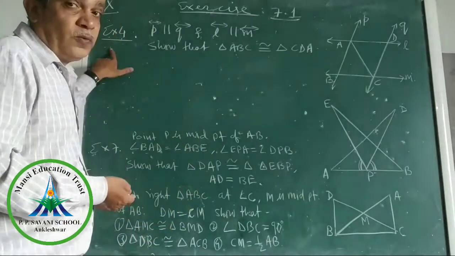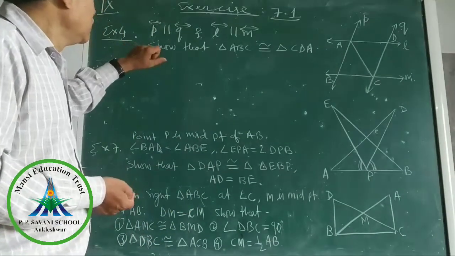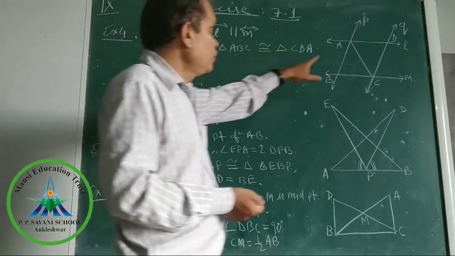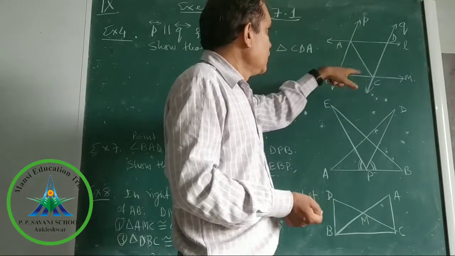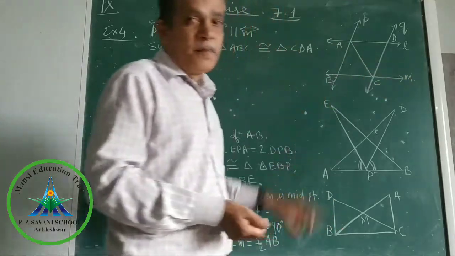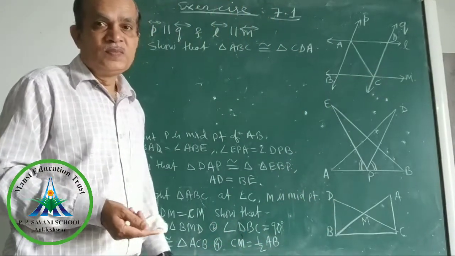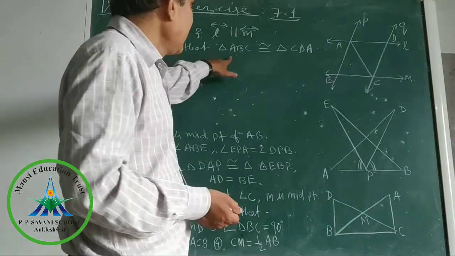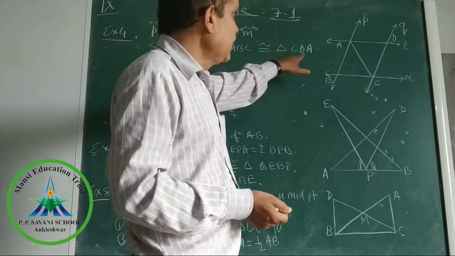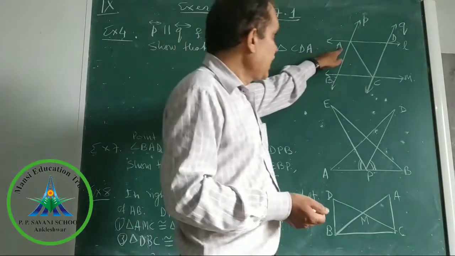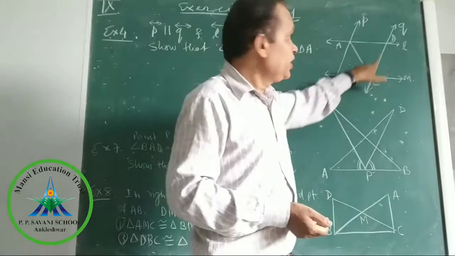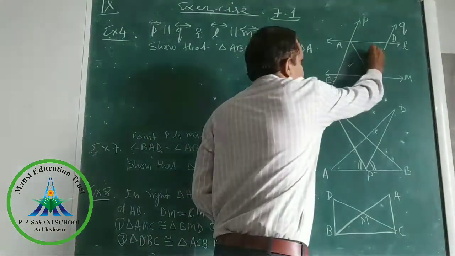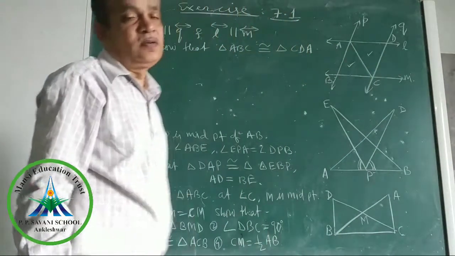Example number 4. Look here, line P parallel line Q, line N parallel line M. Then show that triangle ABC is congruent to triangle CDA. These two triangles, ABC and CDA, we are going to prove congruent.